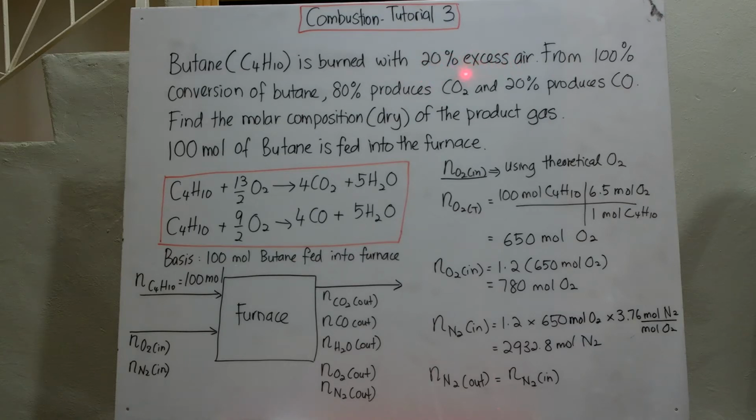Okay, first of all, to start this question, you have this information: you have 20% excess air. It's not theoretical air, but you have excess air. And then 100% conversion of butane, but from that 100%, 80% produces CO2 and 20% produces CO. That means we have two reactions here. One reaction is the complete combustion that produces CO2 and water, and the other one is partial combustion which produces CO and water. So we have two equations, and we have to write down the equations. These are the equations that we obtain for these two processes. We have two reactions because of this information.